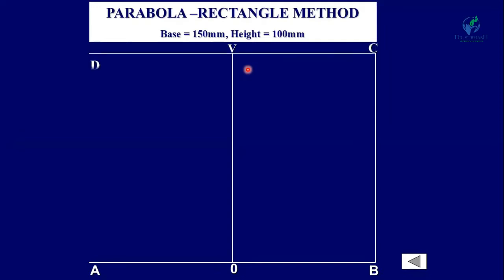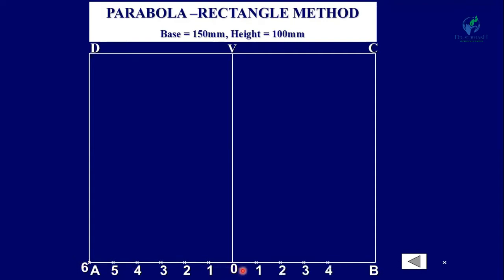Now complete one rectangle ABCD. Here the point B is a vertex. Now from O to A, mark suitable points at nearly equal distance. The points are 1, 2, 3, 4, 5 and 6. Similarly, on the other side, mark points 1, 2, 3, 4, 5 and 6.